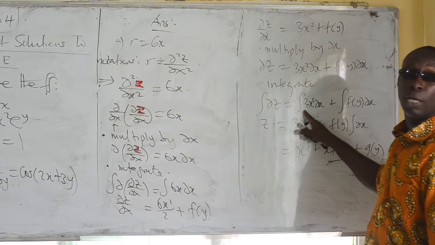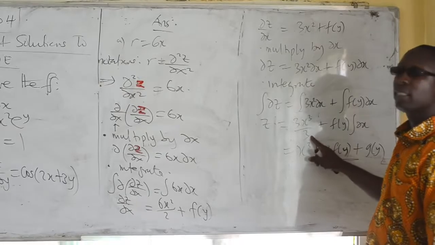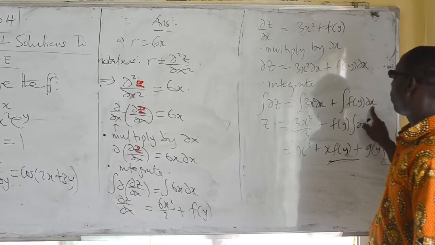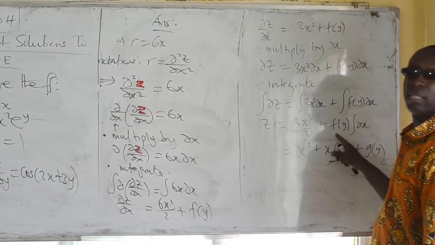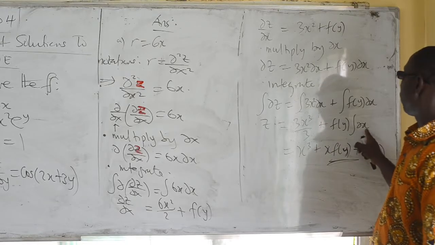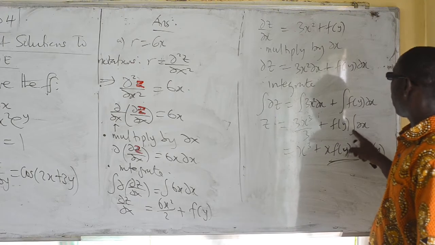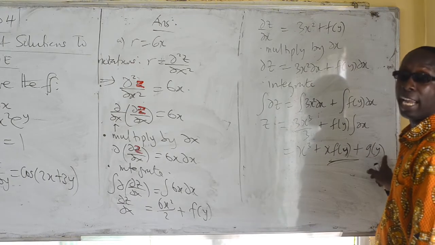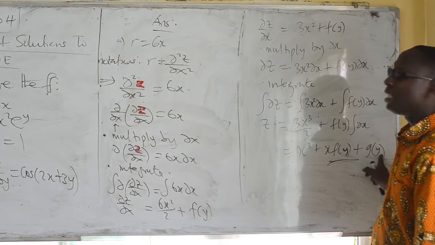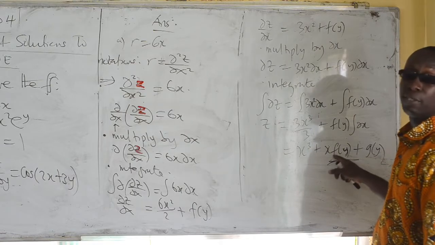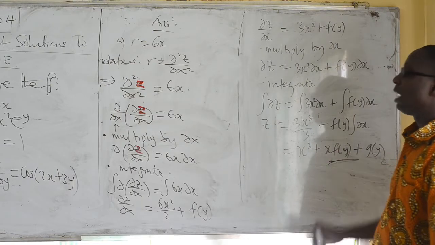When we integrate 3x squared with respect to x, we get this. Now because this is with respect to x, there is no x here, so this comes back. Then when you integrate, you get x multiplying f of y. Now the constant for integral with respect to x is a function of y. This time I'm using g, not f, because f has been used already. So this is the answer for the first one.